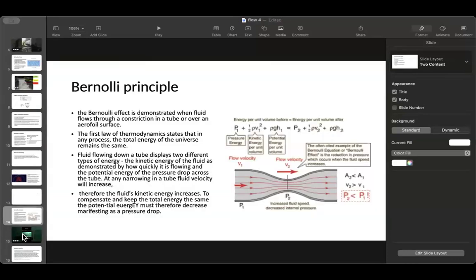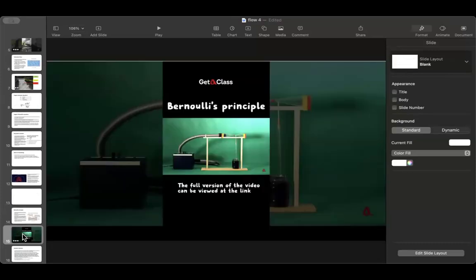So what happens in the Bernoulli principle, I repeat it one more time, is that the energy is the same. A flowing fluid will have potential energy and kinetic energy. As we reach a narrow point, the kinetic energy will increase and the potential energy will decrease. This causes some form of negative pressure that is expressed as the Bernoulli principle.